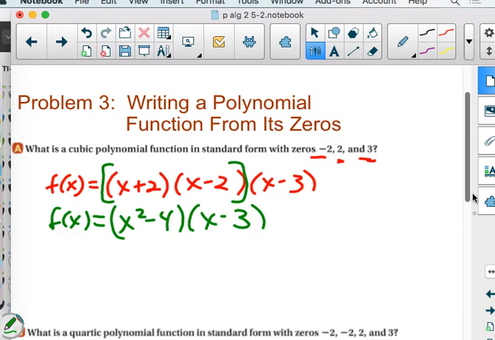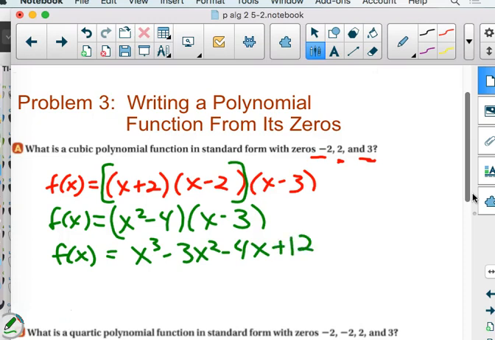And now we're just going to do FOIL one more time to see what this polynomial would look like. So that will give us x to the third, because in yesterday's homework, remember you had to multiply the same base, and when you do that, you add the exponents. And then we'll have outside times outside is negative 3x squared, inside times inside is minus 4x, and last times last is plus 12.